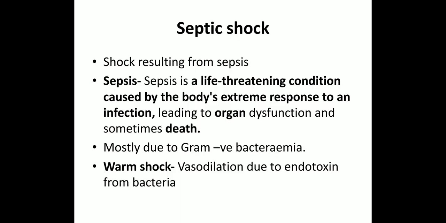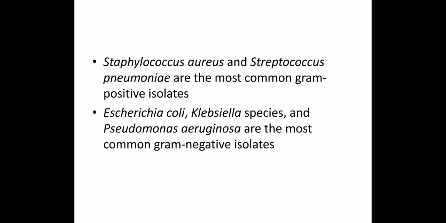Then next is septic shock. It can result from sepsis. What is sepsis? Sepsis is a life-threatening condition caused by the body's response to infection that can lead to organ dysfunction and death, mostly by gram-negative bacteria. And bacteria cause a release of endotoxin. It causes vasodilation. So septic shock is a warm shock, not the cold one. So the extremity is warm.